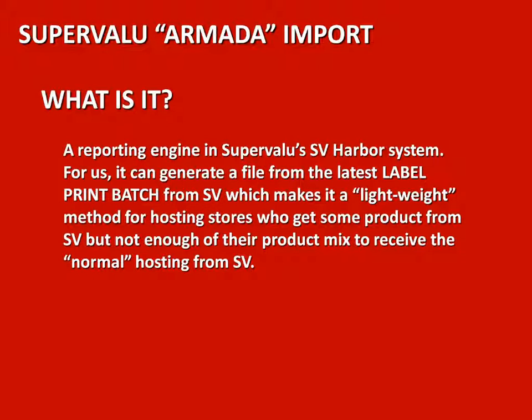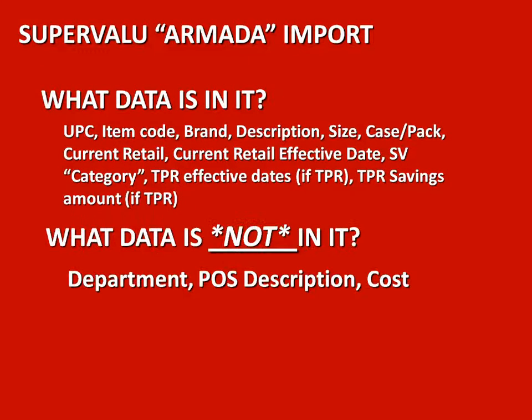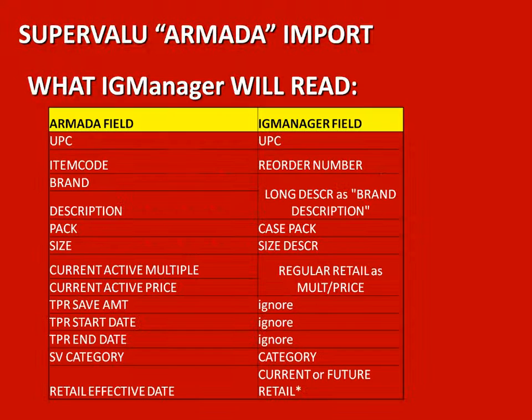So what do we get with this import? Some of the big things are a UPC, a reorder or item code, brand, description, size, current retail, and some other information. But you'll notice what is not in this file. There is no department, no POS description, and no cost information. Remember, this is a lightweight method of hosting. If you want cost information, or if you want this to automatically update department information on new items and stuff like that, the ARMADA import function is not for you. You need to go to the basic or the normal SuperValu hosting system.